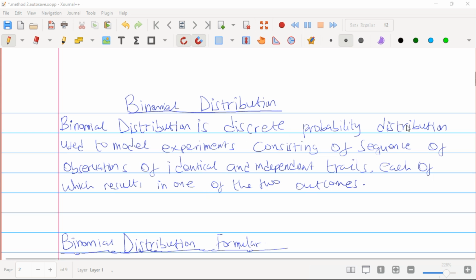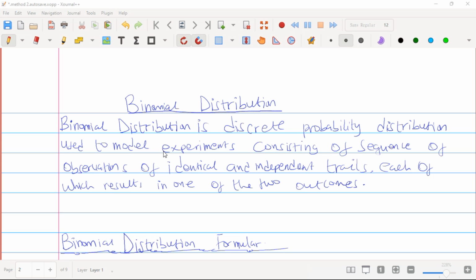Today in our class we are starting with binomial distributions. A binomial distribution is a discrete probability distribution used to model an experiment consisting of a sequence of observations of identical and independent trials, each of which results in one of two outcomes, right? So this binomial distribution is a discrete probability distribution, and it has independent trials, of which these trials result in the two outcomes.